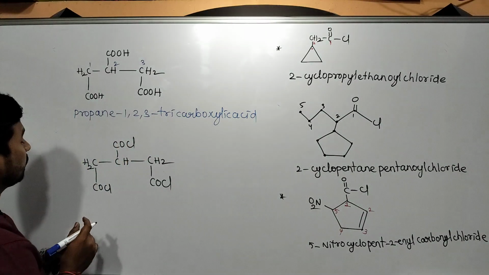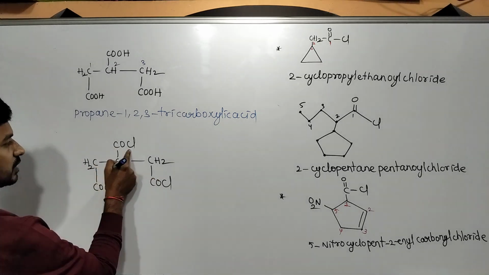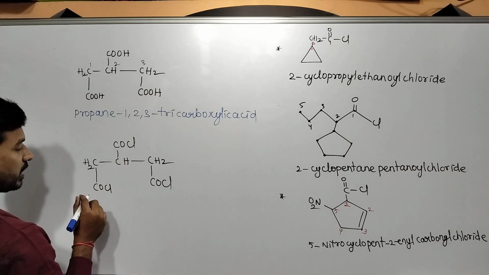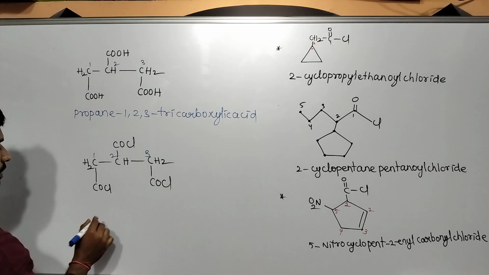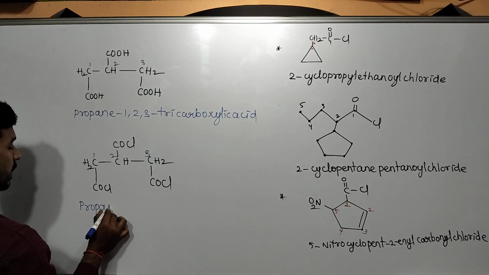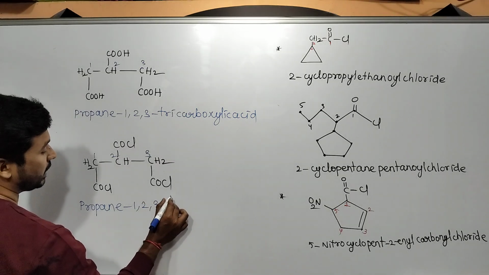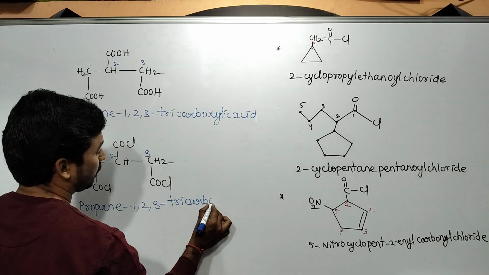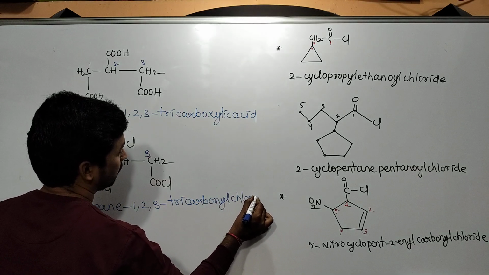Okay. Next, for this one, 1, 2, 3, 4, 5. This carbonyl group is not counted in the parent chain. Then use carbonyl chloride. Leave all those 3, similar to the above one. Propane, prop plus ane, propane-1,2,3-tricarbonyl chloride. Tricarbonyl chloride.